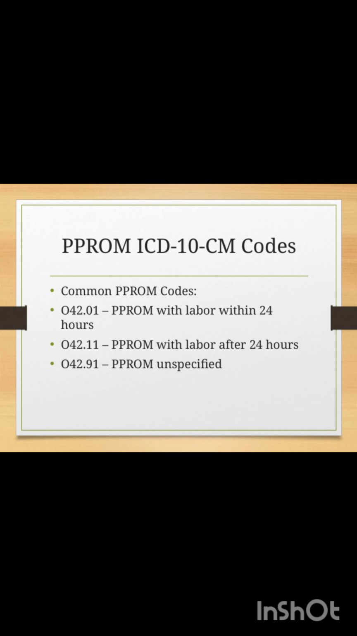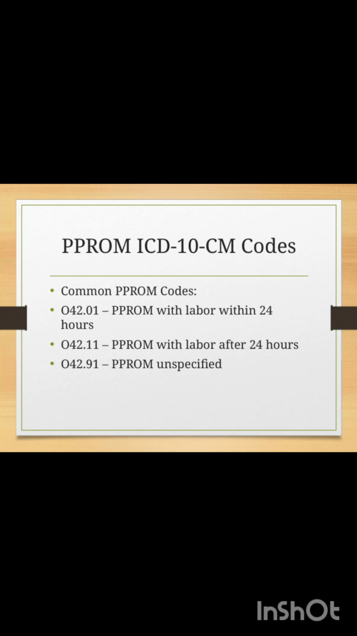Let's take a closer look at some common PPROM codes. First, we have O42.01, which refers to PPROM with labor occurring within 24 hours. This code helps us identify cases where labor starts quite soon after rupture. Next, there's O42.11, indicating PPROM with labor happening after 24 hours. So in these cases, there's a longer interval before labor begins. Then we have O42.91, which is used when the specifics of the PPROM aren't clearly documented, essentially an unspecified code.